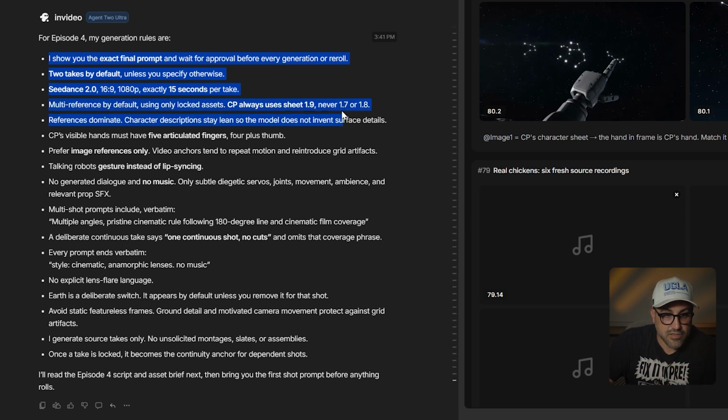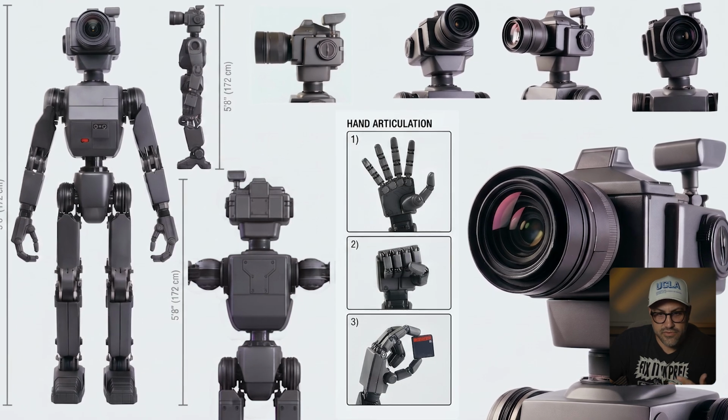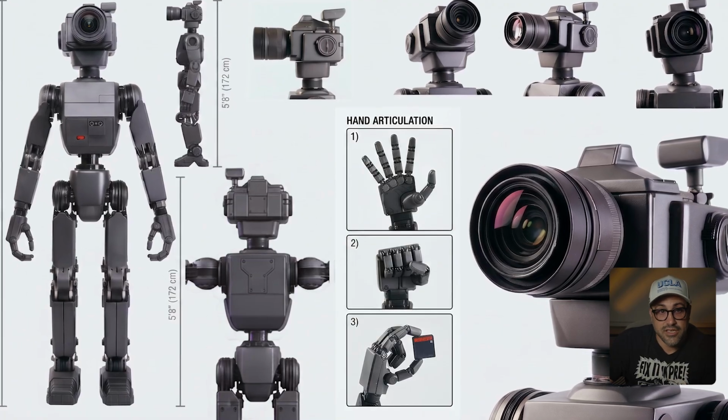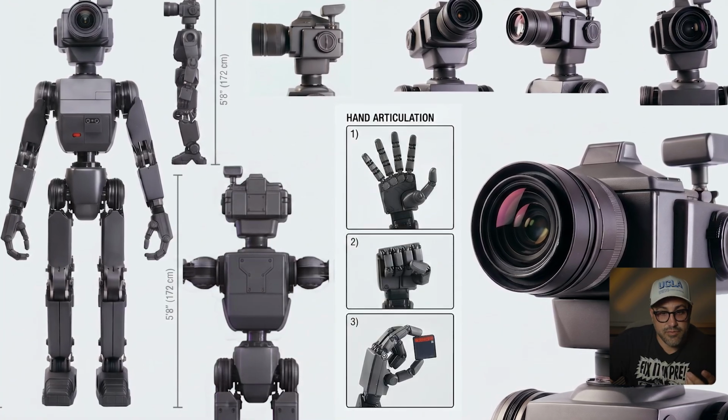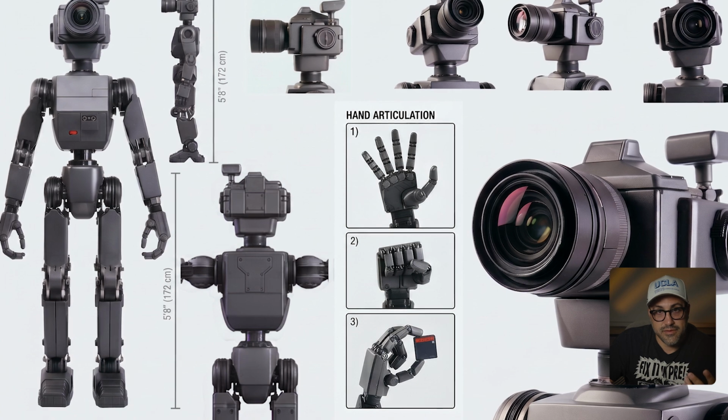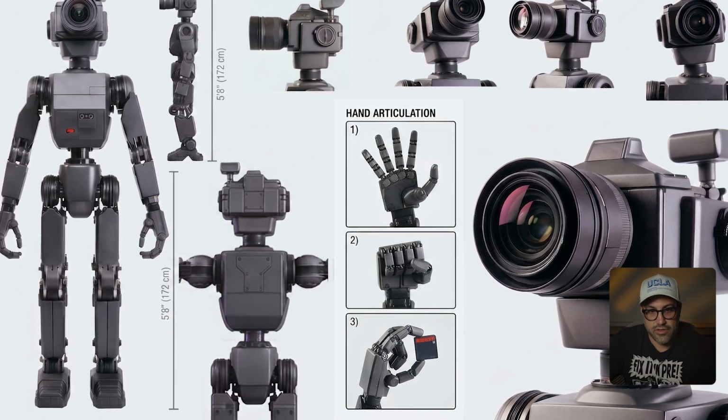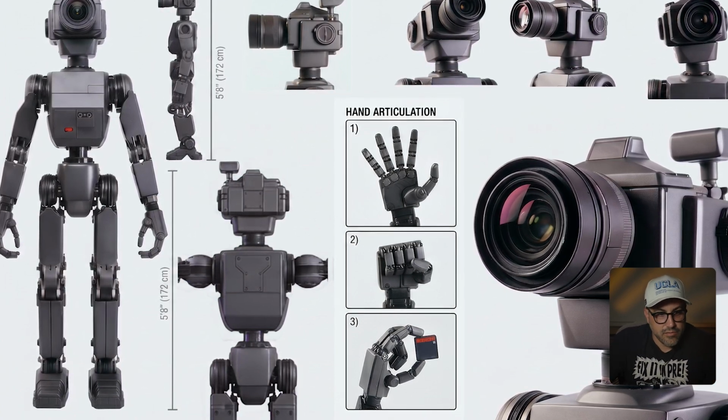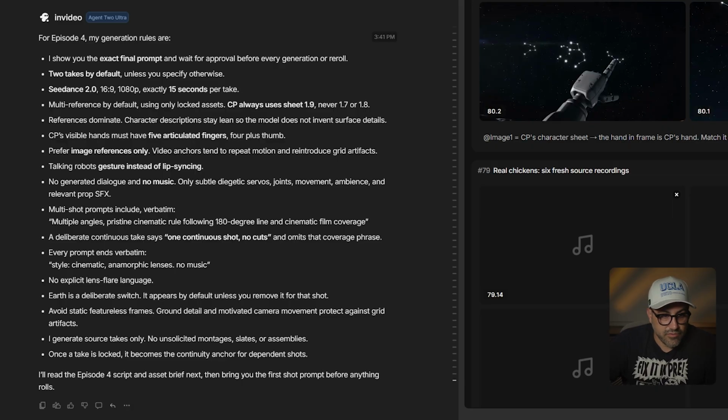Multi-reference by default. Character sheet is correct. References dominate. Character descriptions always stay lean, so the model doesn't invent details. This is something that we've learned over time. CP's visible hands must have 5 articulated fingers, 4 plus a thumb. That's actually pretty important because for some reason, even though the character sheet shows CP with 5 fingers, sometimes it reads it as 3. So I've had to do a lot more rerolls with that. So prefer image references only.